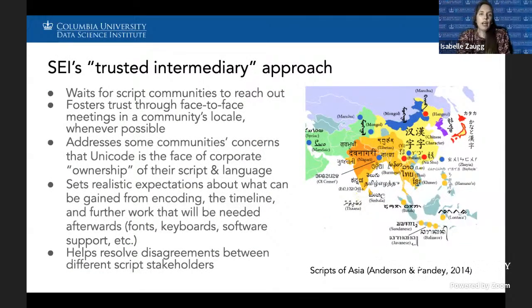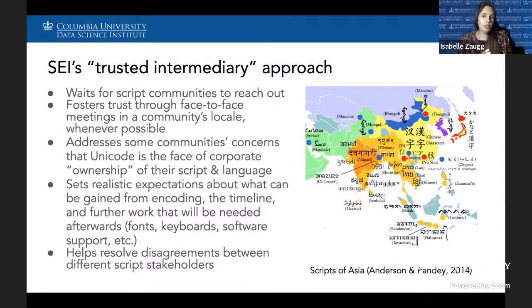So I want to share with you a little bit about SEI's trusted intermediary approach. First, a very important point is that SEI waits for script communities to reach out to them. This is very important because it's a way of fostering trust and addressing communities' concerns about Unicode as the face of corporate ownership of their script and language. Dr. Anderson shared with me that when she was the one in the past to reach out to communities, often those concerns were at the forefront, because in communities that have often faced impositions such as colonialism, there was a sense that this would be one more effort to take something from them, to extract a part of their culture or language.